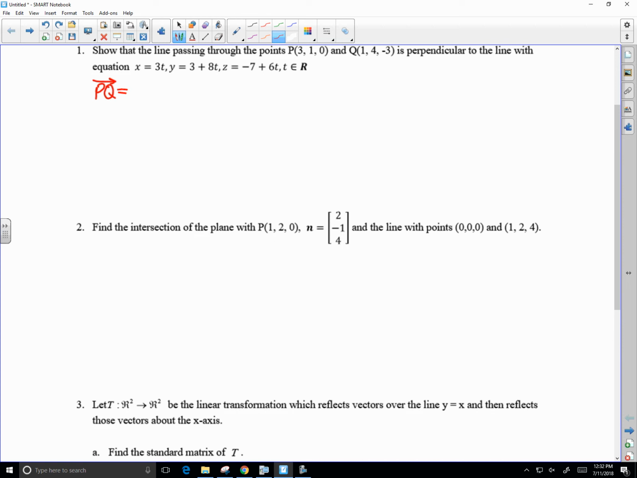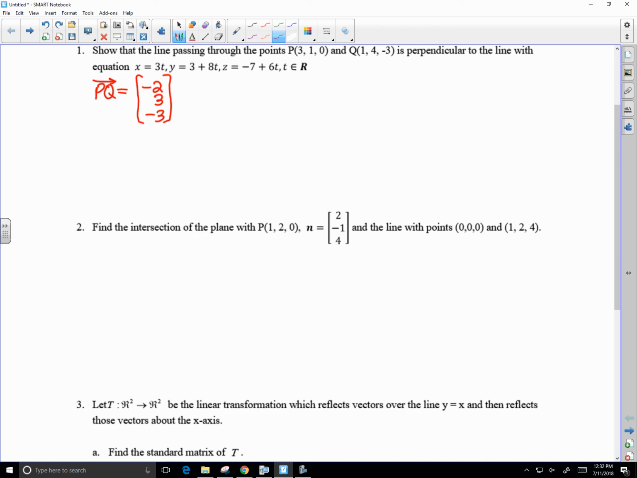So I need the displacement vector between P and Q. So Q minus P. 1 minus 3 is -2. 4 minus 1 is 3. -3 minus 0 is also -3. Just checking my math. All right.